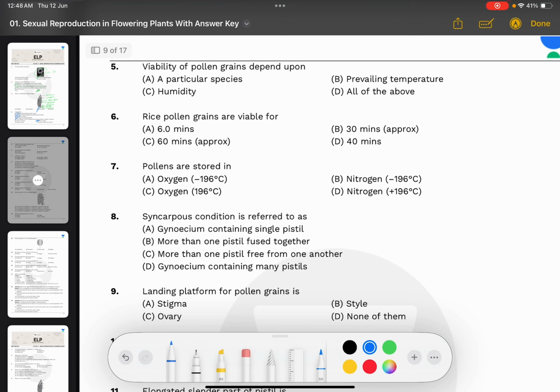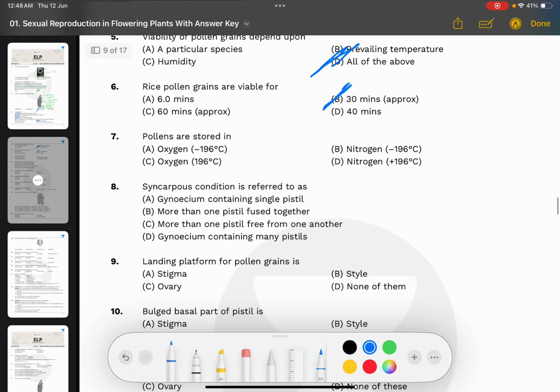Availability of pollen grains depends upon all of the factors. Rice pollen grains are viable for 30 minutes. Pollen are stored in liquefied nitrogen at -196 degrees Celsius.